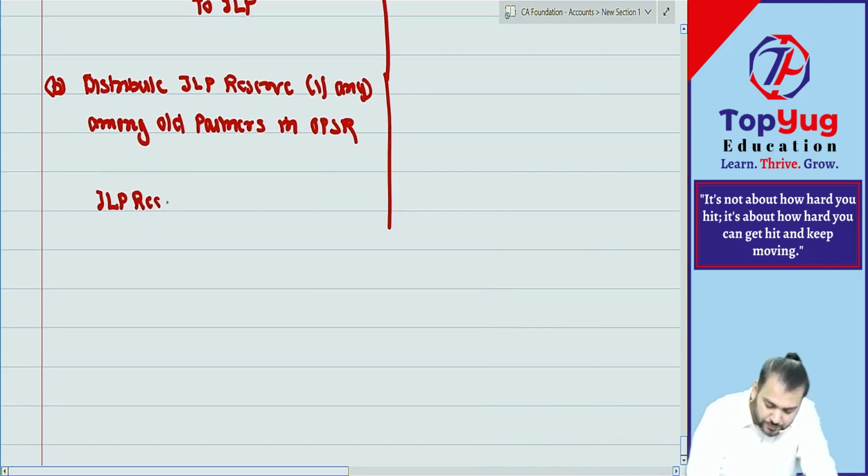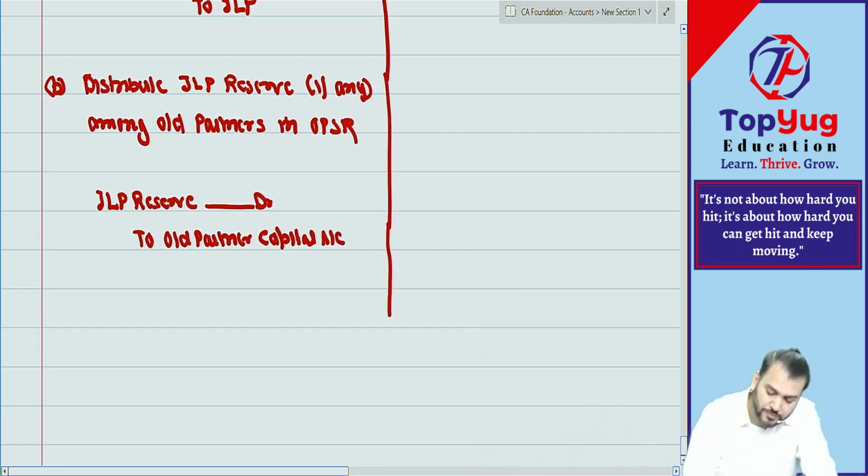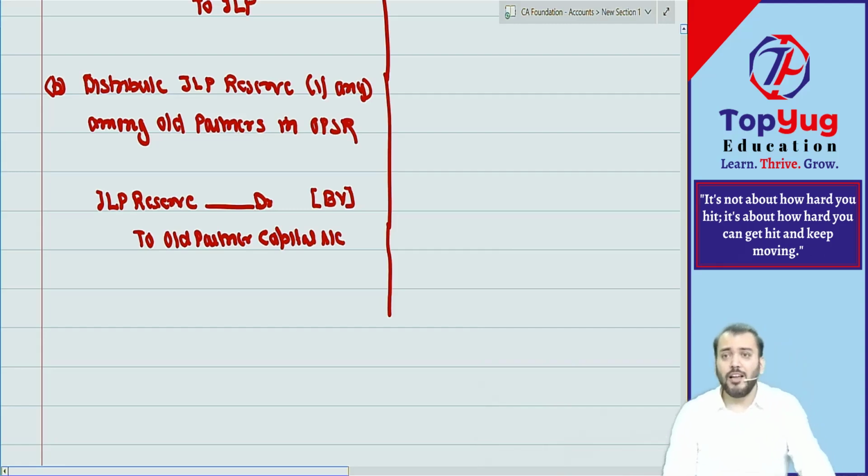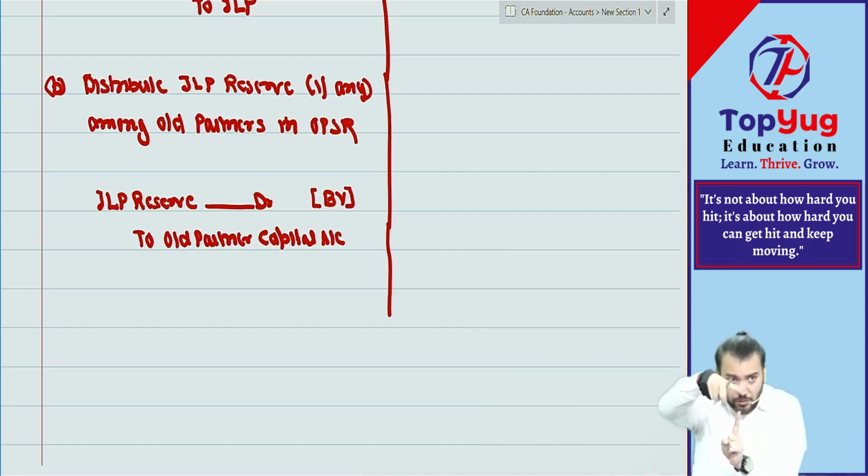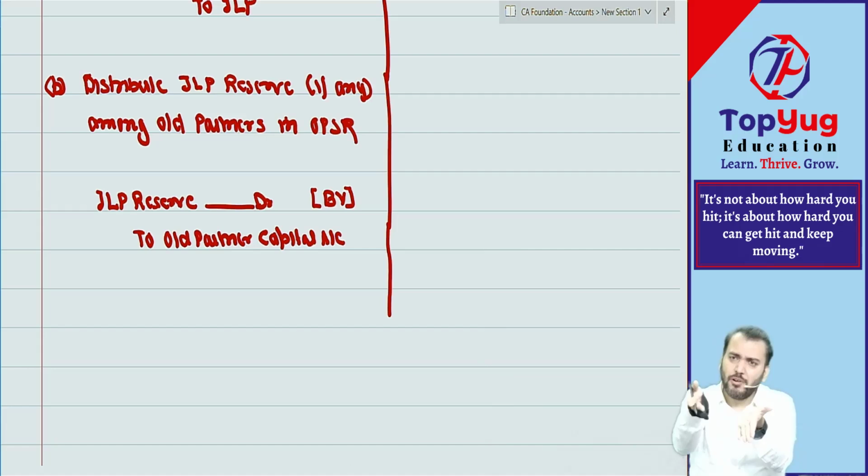JLP reserve account debit to what? Old partners' capital account. You don't transfer this to the revaluation account. Understood? This will be distributed at book value. Whatever amount is coming in the balance sheet, that only you will distribute, right? Or will you distribute the surrender value? Whatever amount is coming, that you distribute.